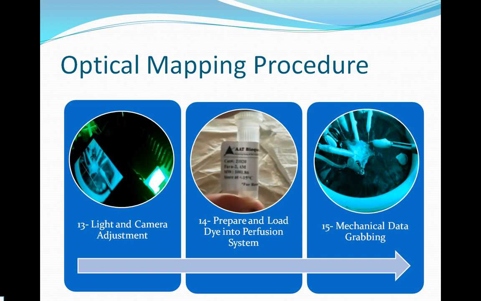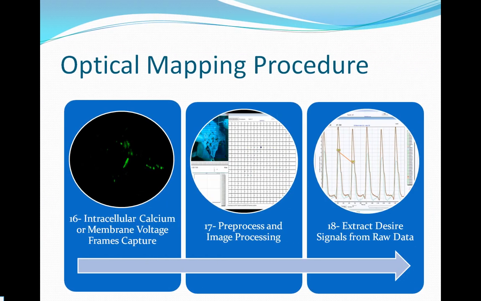Light and camera must be adjusted, then prepare and load dye into the perfusion system, and mechanical data must be measured and simultaneously these data grabbed by the camera to validate our optical mapping. And here intracellular or membrane voltage frames are captured, and then as I said, the image processing program can extract the desired signals from raw data.